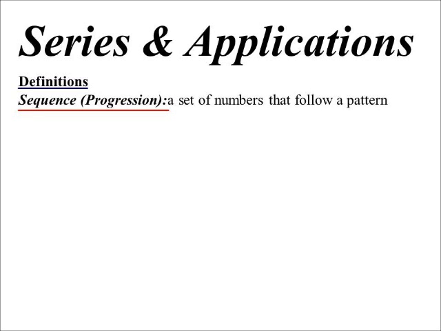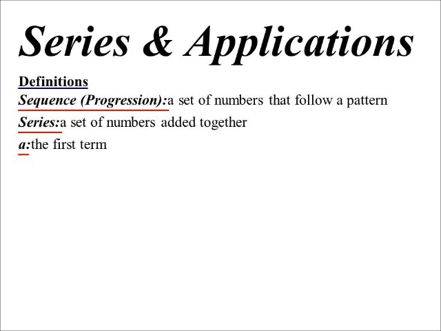A sequence, also sometimes called a progression, is just a set of numbers that do follow a pattern. Now, a lot of people call that a series, but that's not what a series is. That's what a sequence or a progression is. A series is when we physically add all those numbers together. Very subtle difference. So if I said 2, 4, 6, 8, that's a sequence, whereas 2 plus 4 plus 6 plus 8, that's a series. That's a subtle difference.